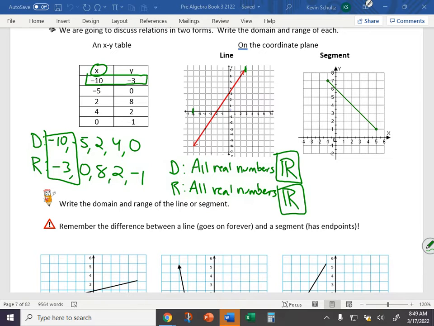So for any line, anytime you see a graph with arrows, you know you're dealing with a line. Your domain and range will always be all real numbers because that line goes on forever. Okay?